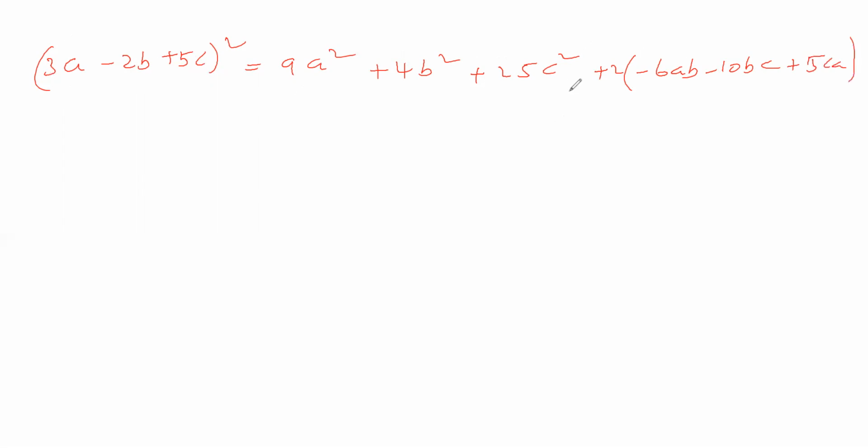Then we will multiply with 2, so we will get 9a square plus 4b square plus 25c square, and multiplying with 2, minus 12ab minus 20bc plus 30ac, we got. Okay, let us go for the next sum.